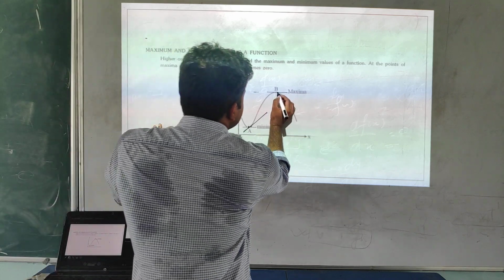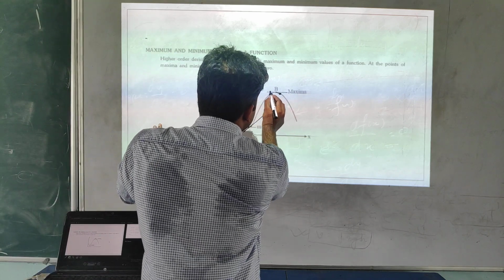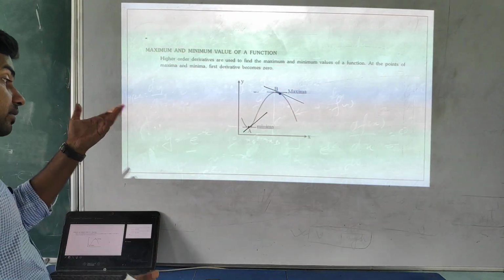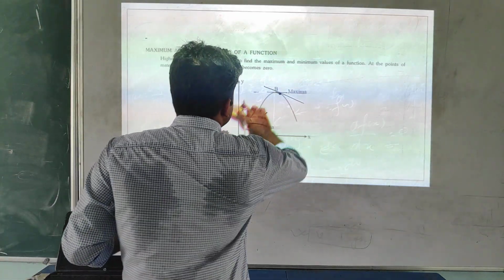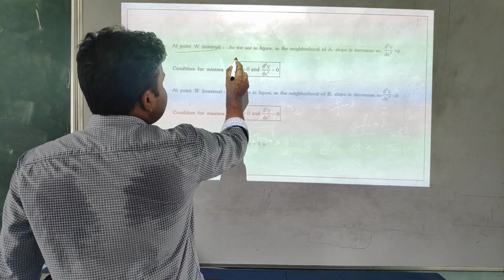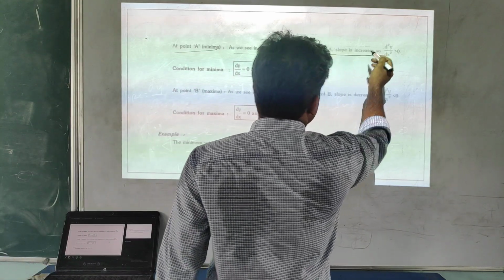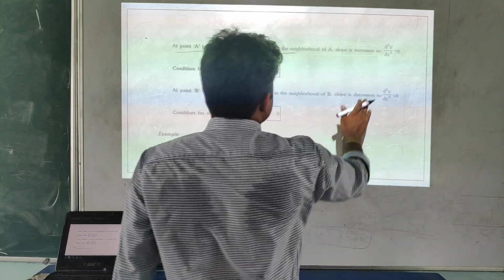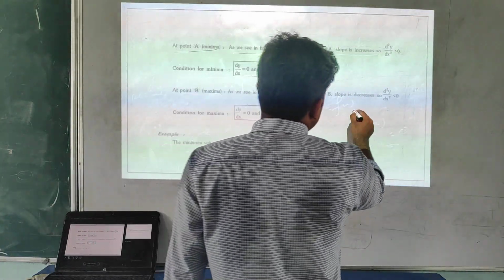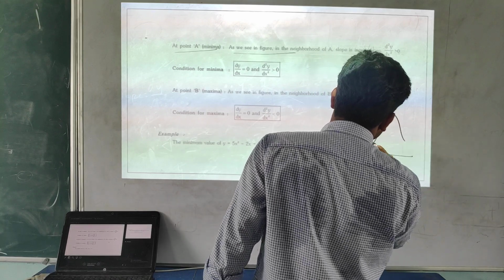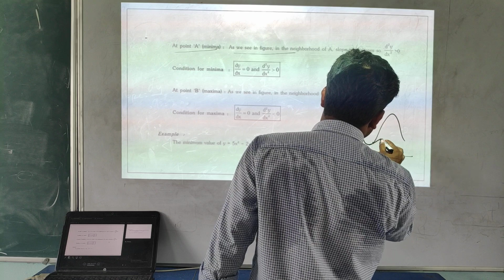Positive. But look at this, if you are moving here just forward, the slope you are getting is negative, is it or not? Now we'll use this concept. So here at point A, as we see in the figure, it's a minima, slope is increasing. Sorry, I am drawing the graph again. Look at this, this is the graph. Okay, so if you are moving just here, what you are getting?